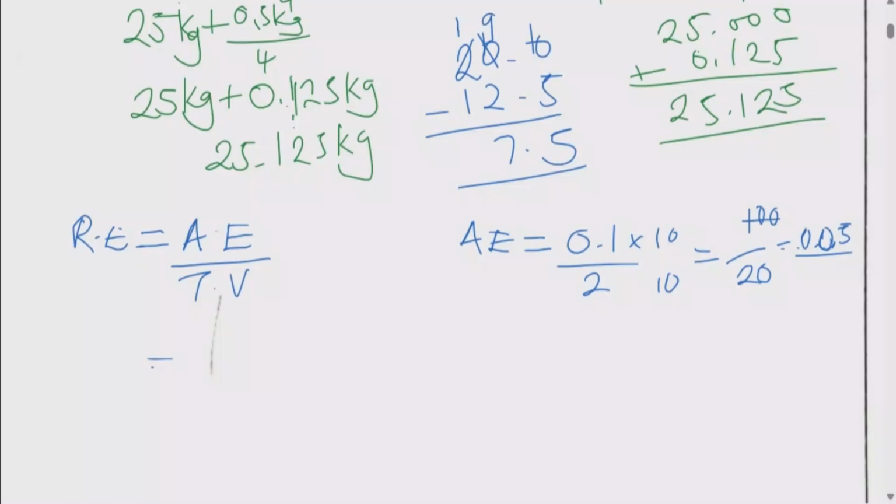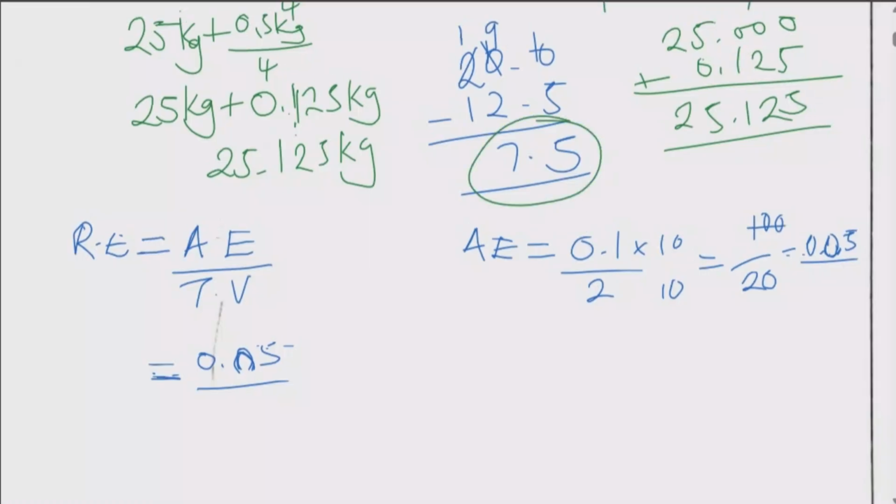So what we do is we come here, then where there is absolute error, we're going to put 0.05. Okay, 0.05 divided by, then we look at the true value. The true value is the one we got here. The true value is the one I've circled there in green, which is 7.5. So what we're going to do is we're going to write 7.5. Okay, so we divide the absolute error by true value.